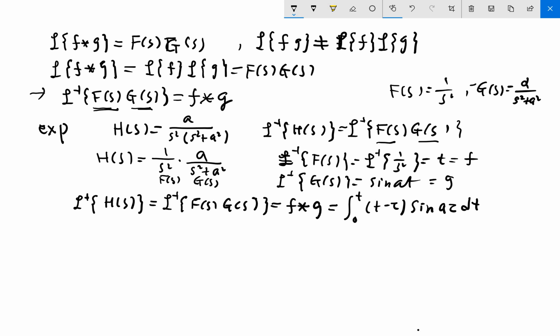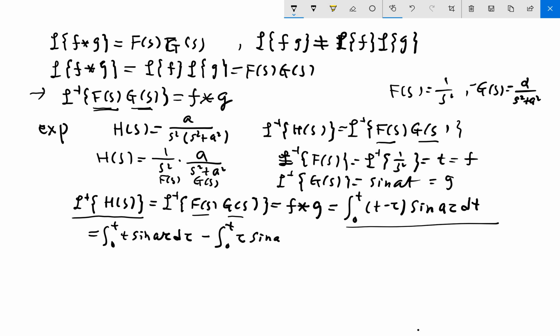So to find the inverse Laplace transform of this, find the inverse of each one, then compute the convolution. What do you need to do? Just integrate this. You just spread this, giving the integral from 0 to t of t sine a tau d tau minus the integral from 0 to t of tau sine a tau d tau. The first one is easy to integrate because we integrate with respect to tau. t is treated as a constant, so you can put that out, and you just need to integrate this.